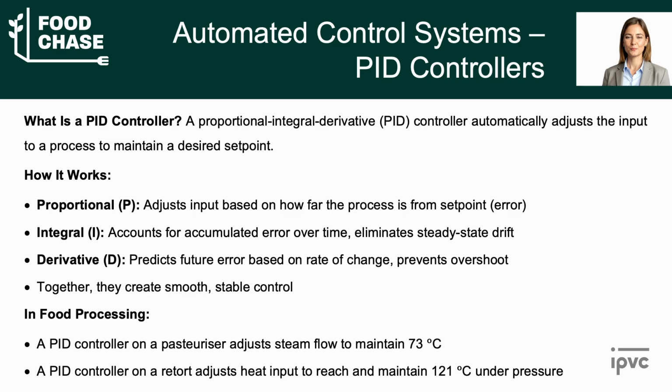And the derivative component watches how fast the error is changing and anticipates whether the temperature will overshoot, reducing the input to prevent that. Together, these three components create a smooth, stable control loop that keeps the temperature at the set point despite disturbances like a sudden increase in feed rate or a drop in steam pressure. PID control is so effective and reliable that it is used in thousands of food processing plants worldwide.